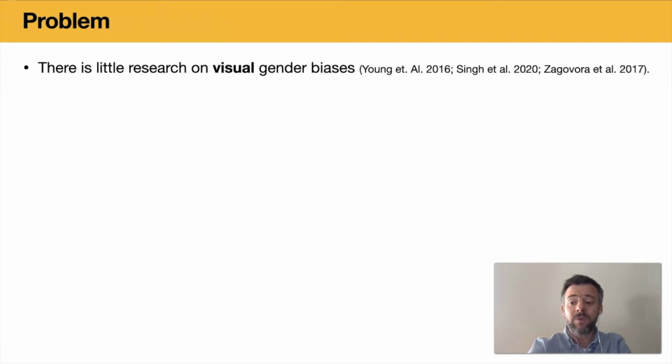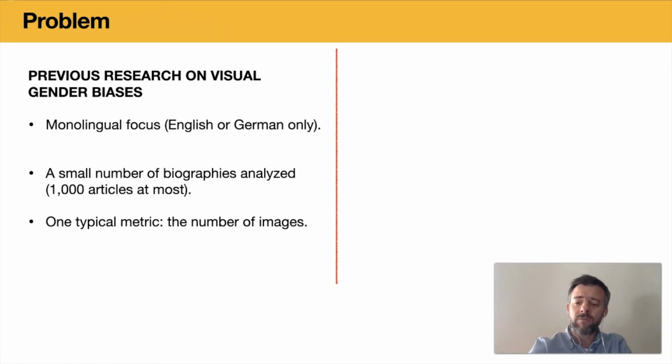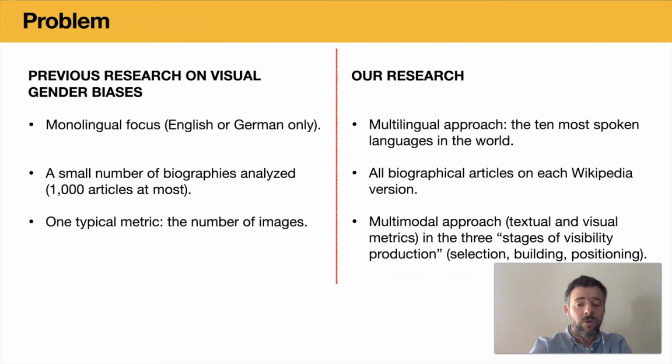However, there is very little knowledge on visual gender biases. Previous research had a monolingual focus, analyzing a limited number of biographies and using just one typical metric, the number of images. In contrast, we did a multilingual analysis of all biographies in the 10 most spoken languages and used multiple metrics to compare the trends in textual and visual content.